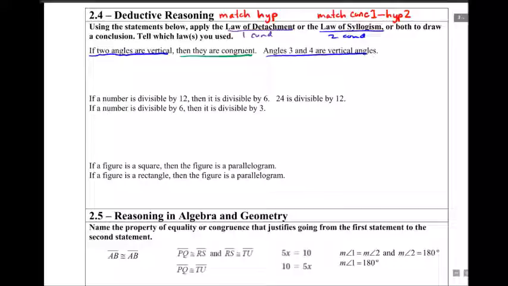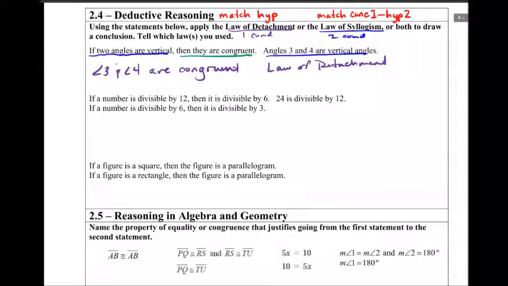So here we have a single conditional and a second statement that matches the hypothesis. So we can say that angle 3 and angle 4 are congruent because we matched our hypothesis. We can assume that the same conclusion will be true, and that is by the law of detachment. All right, let's look at the next one.